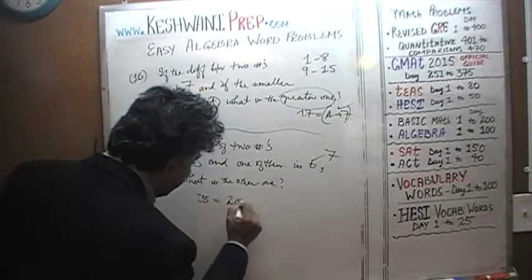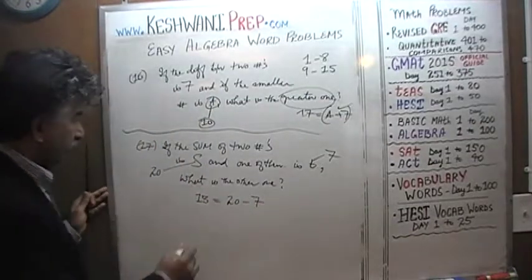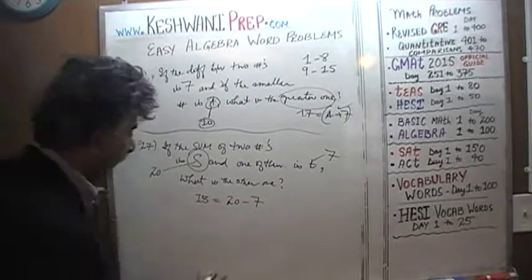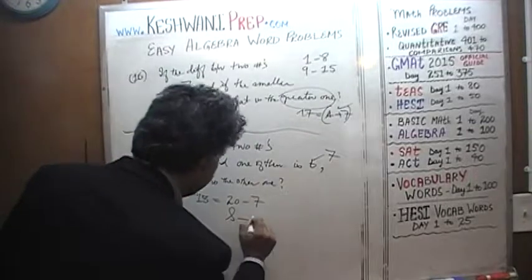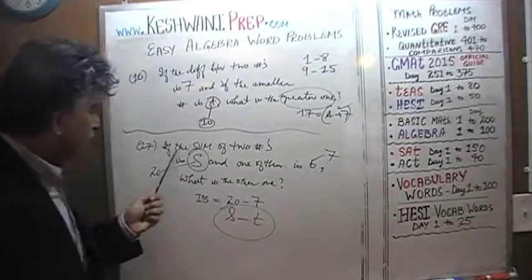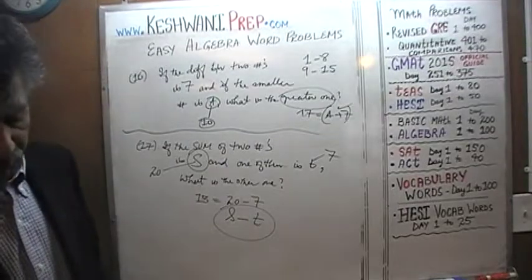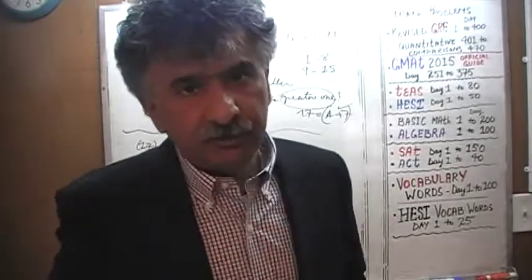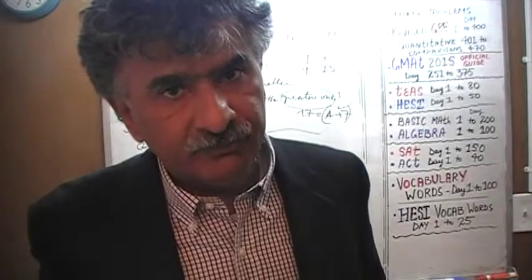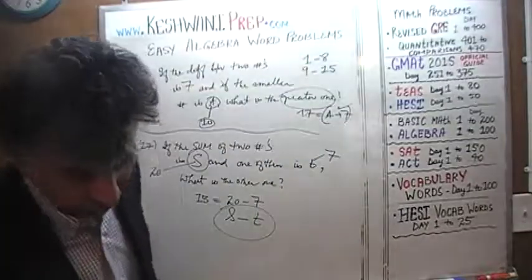13 came from 20 minus 7. But 20 is represented by the letter S. So the answer is S minus T. The answer to this problem is S minus T. The question was the other number? The answer is the other number is S minus T. Let's do one more. Number 18.